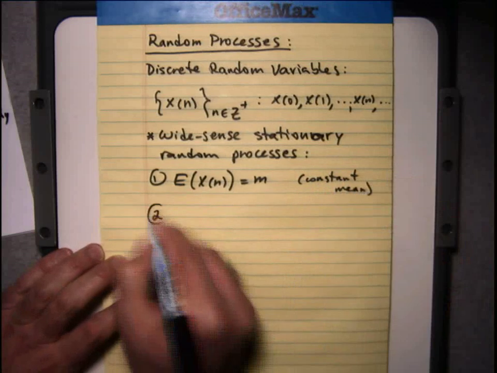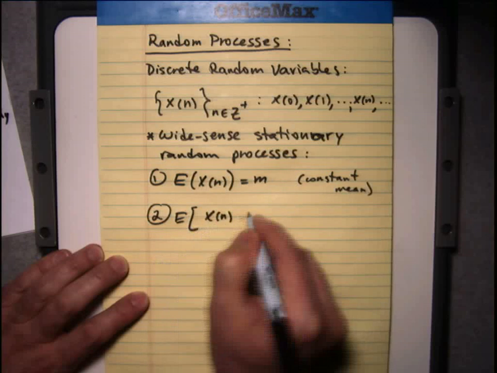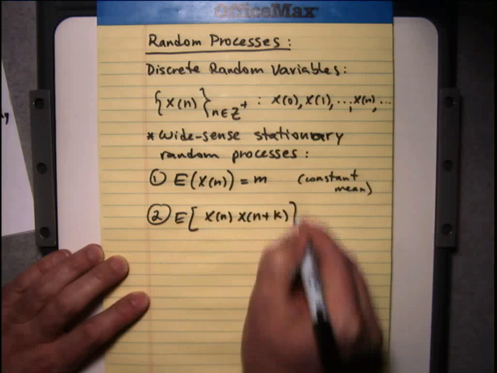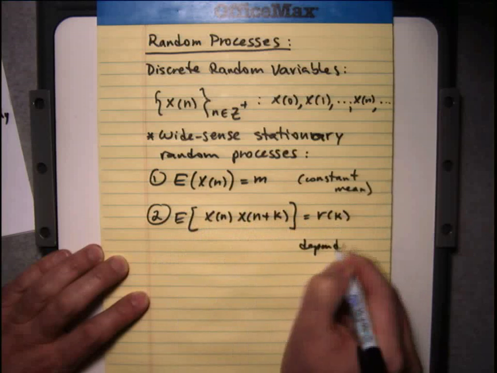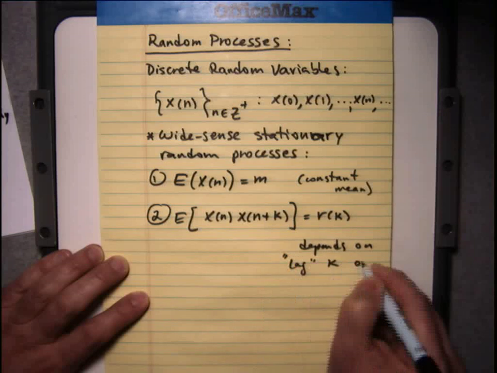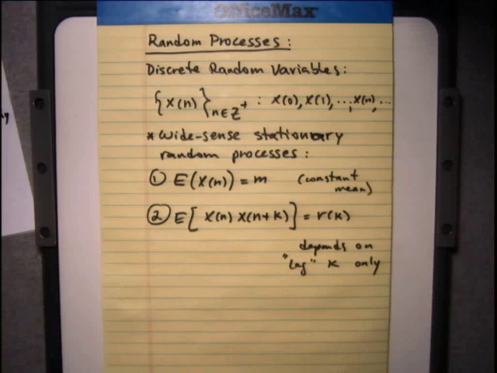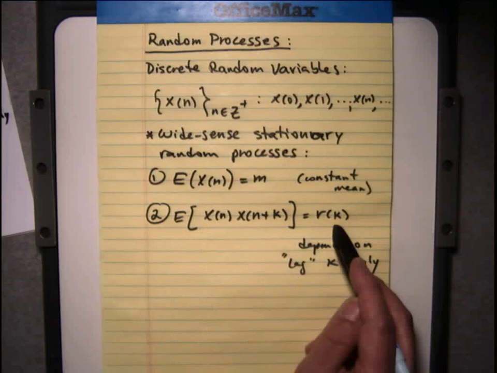The second property is that the expected value of x of n times x of n plus k is equal to some r of k, which means that it depends on the lag k only. So this is looking at the correlation or the covariance between a value at time n and a value at time n plus k. And this is saying that the correlation or the covariance between these two only depends on how far away the two samples are.